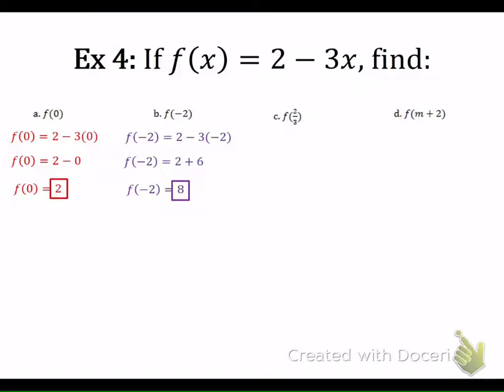All right. Now I'm taking all the x's out, and what am I putting in? 2/3. So this function evaluated at 2/3, or f of 2/3, equals 2 minus 3 times 2/3. What happens to the 3's? Good. So I have 2 minus 2, which is 0. So this function evaluated at 2/3 equals 0.